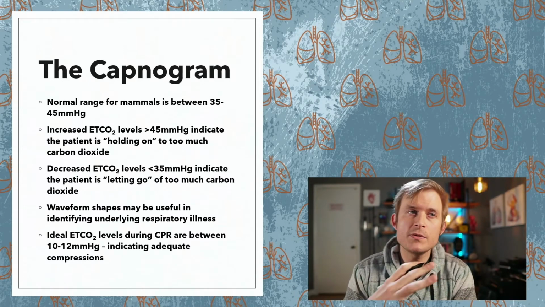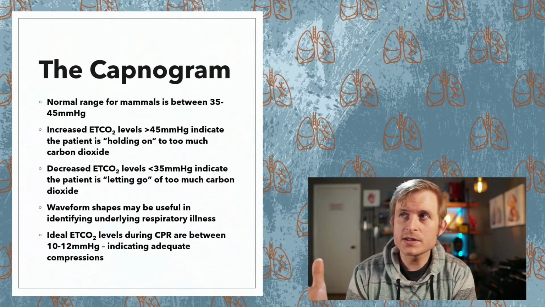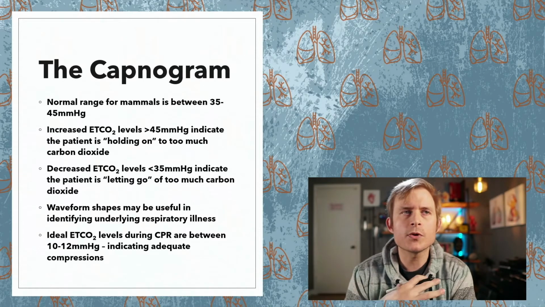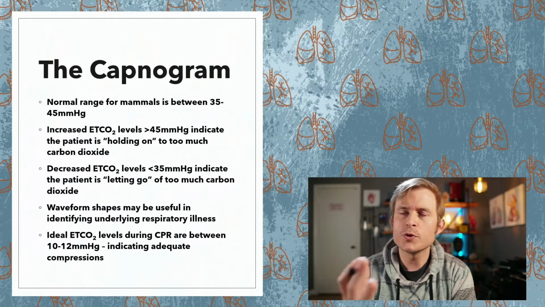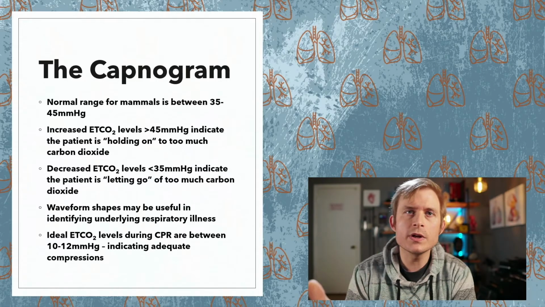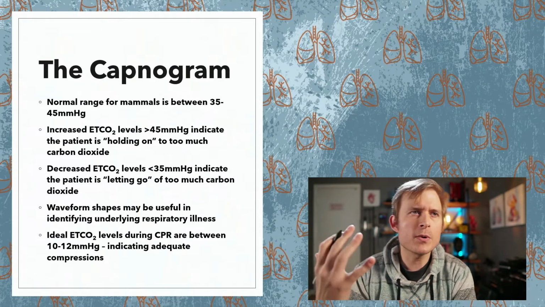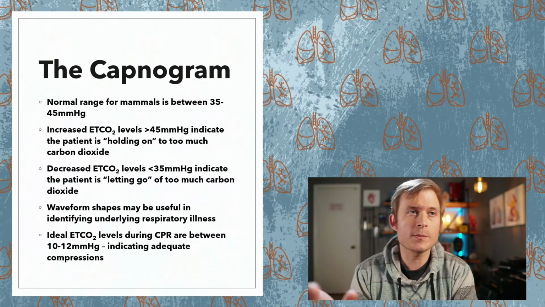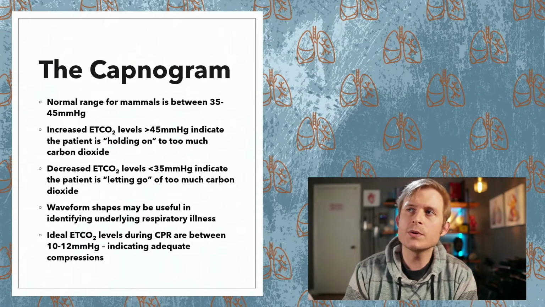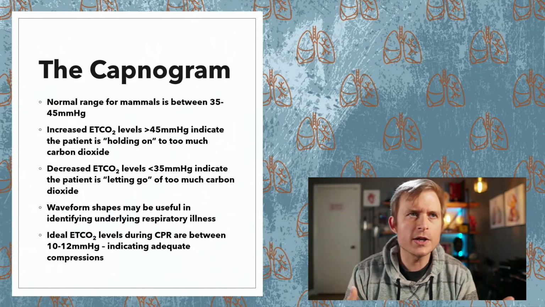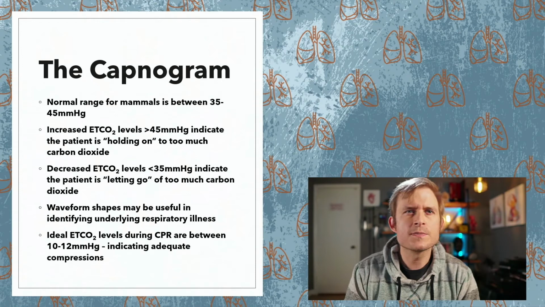Now, this can be from a variety of different things. It doesn't necessarily have to be as simple as hyper or hypoventilation, breathing too quickly or too slowly, respectively. This can be from metabolic processes going on as well, and we'll talk about different reasons why you would have hypercarbia or hypocarbia in the next few slides.